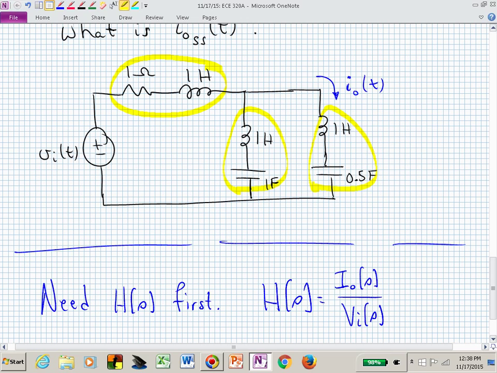Which says that if you did do nodal analysis, you could concentrate on that node, and maybe I will call that V sub 0 of S. And then I just have one equation. If I can solve for V sub 0 of S, you can find I sub 0 of S in terms of V sub 0 of S.